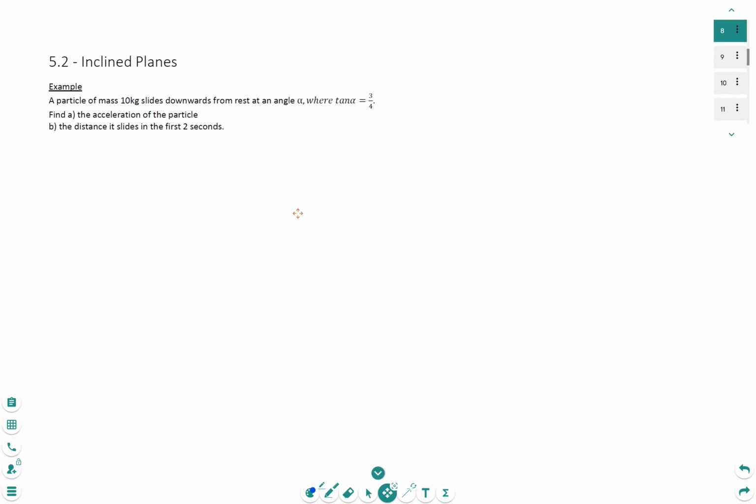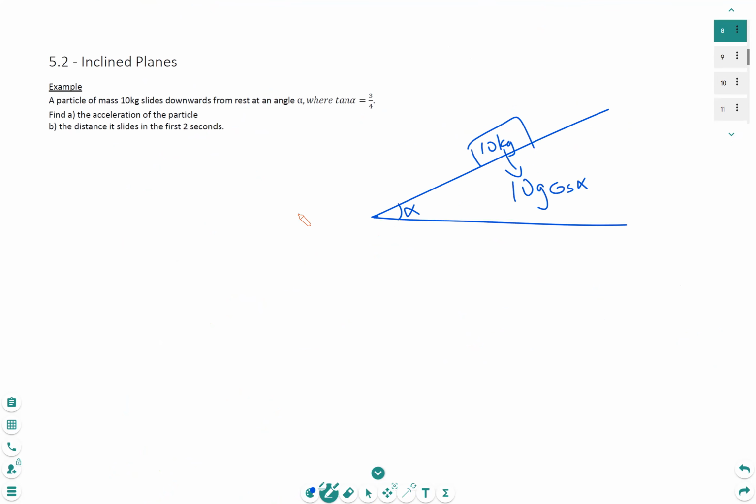A particle of mass 10 kilograms slides downwards from rest on a slope at an angle alpha, where tan alpha equals 3/4. So here's a slope. We've got a particle of mass 10 kilograms. That's alpha. Now we don't care what's going on. What we do is, first of all, we have 10g cos alpha in here and 10g sine alpha and reaction. Those are the staple forces, the fundamental forces that are always there. Anything else? There's nothing else to put in because there's no friction. If they didn't mention anything, these are the forces you have to put in.